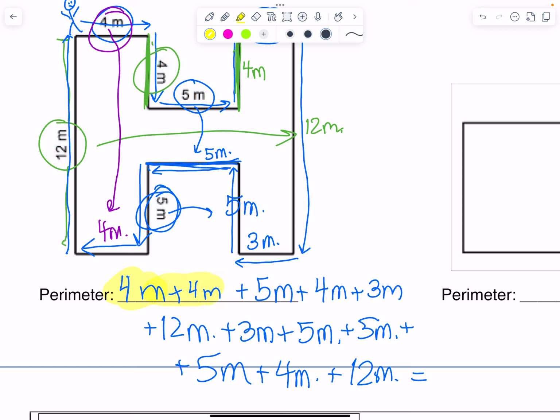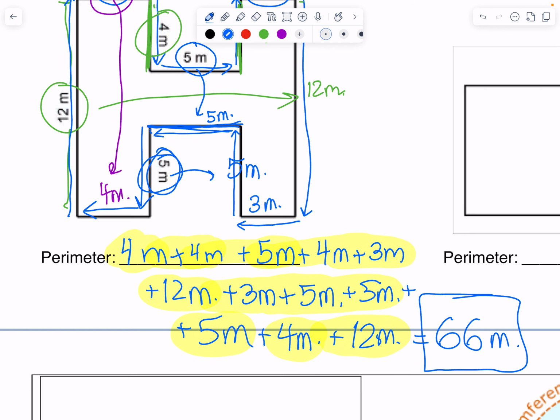Okay, we got 4 plus 4, 8 plus 5 is 13, right? Yes. 13 plus 4 is 17, plus 3 is 20. 20 plus 12 is 32, plus 3 is 35, plus 5 is 40, plus another 5 is 45, plus another 5 is 50, plus 4 is 54, plus 12 is, don't tell me, 66. That's a bad omen, huh? Meters? Did I do that right? Well, we're in it to win it now. 60. Yeah, okay. I think that's good. That looks good. That's my answer.